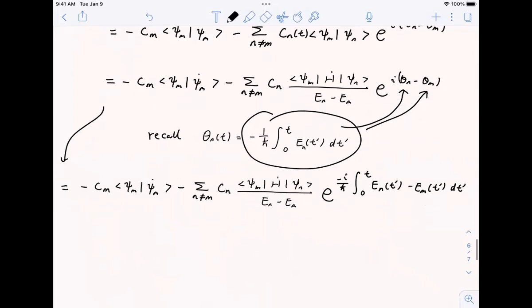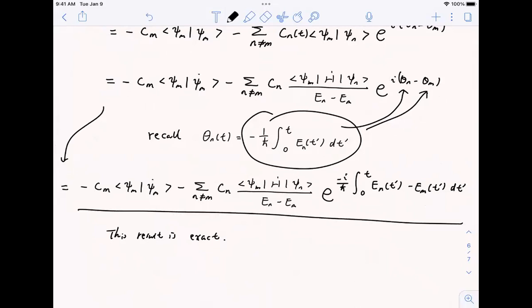So this result is exact. We haven't done any approximation so far. This is still the Schrodinger equation, just expressed in a form in terms of the expansion coefficient C. We haven't made any approximation.